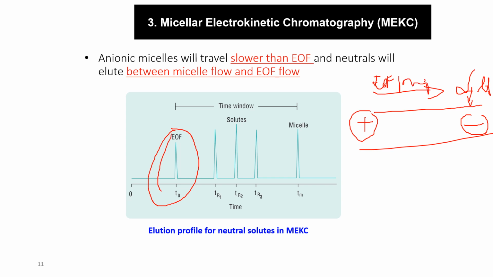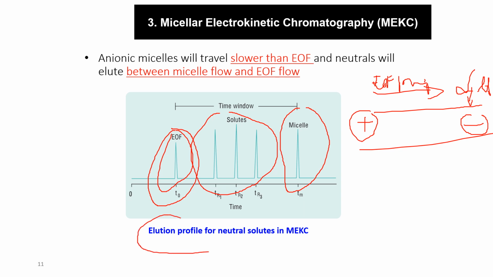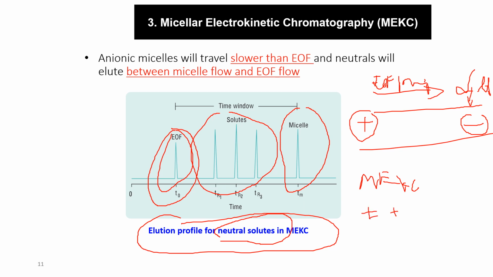Okay, sometimes EOF will give you a peak if you put an EOF marker. And then the next one is your analyte, the analyte inside the micelle. And then the last one is the micelle only, which means the remaining micelle. Okay, so this is the elution profile for neutral solutes. My question is, can we use MEKC for charged analytes? Can we use it for charged analytes? Later we will discuss and see whether we can find anything from the reference.